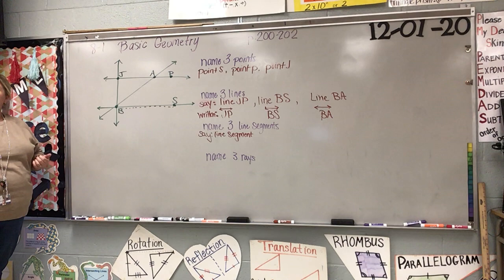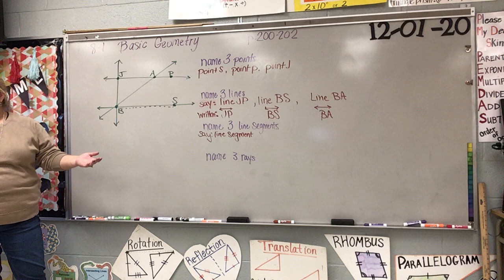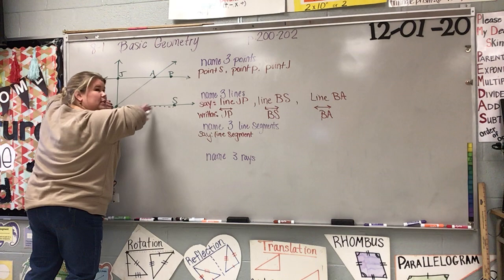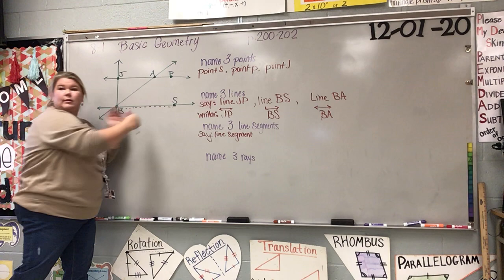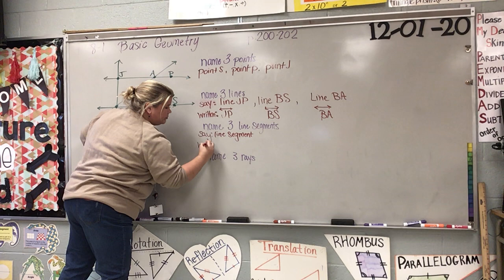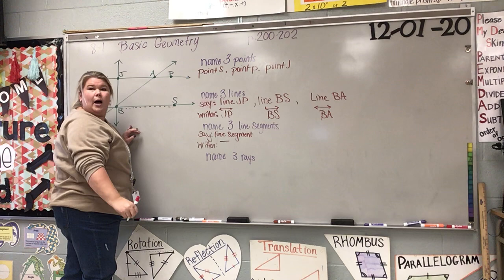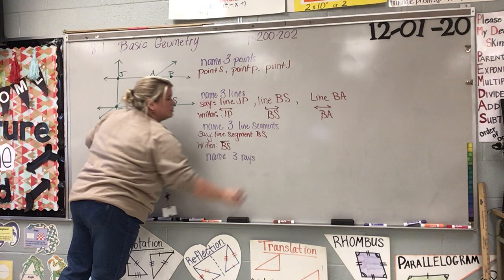But it's just how I name it. I've named this a line segment. Therefore, even though you named it a line earlier, I was talking about even the stuff that went past B and S. But a line segment is only talking about the stuff between S and B. I got it. It would be written with the line over the top: line segment BS.